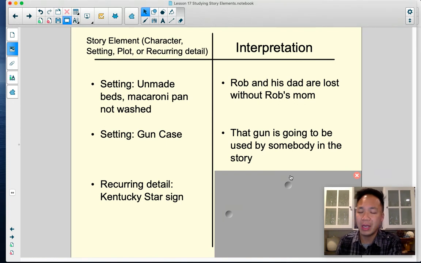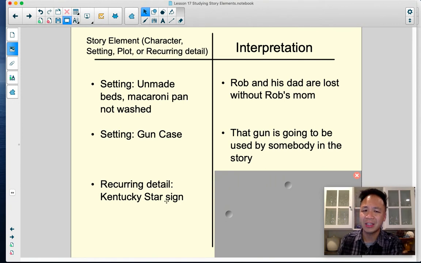There's no way that she would just include the gun case, and that Rob's dad looks at the gun case and all that stuff. There's got to be a reason for that. That gun is going to come into the story somewhere. So it's something I'm going to look for.